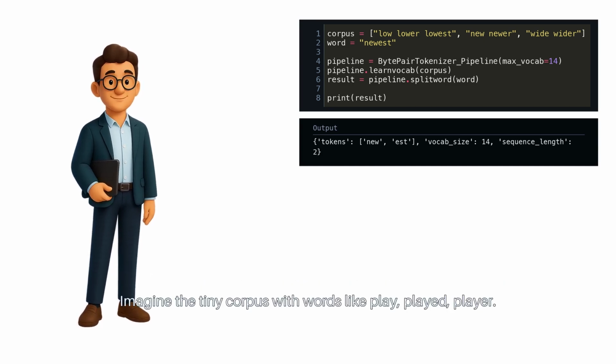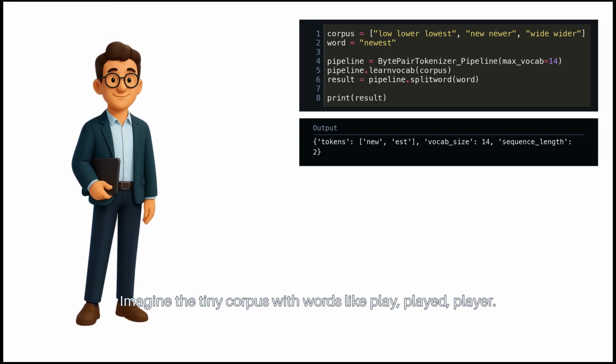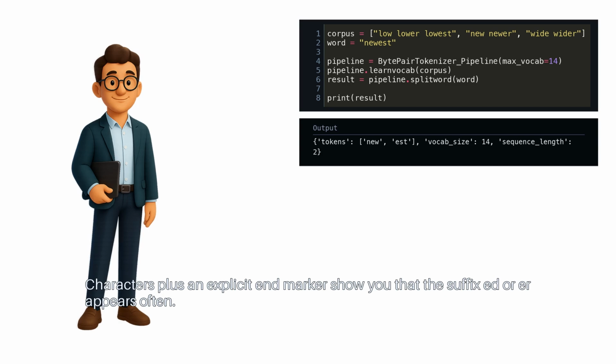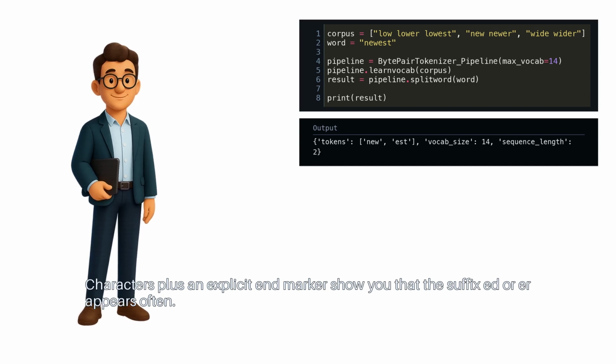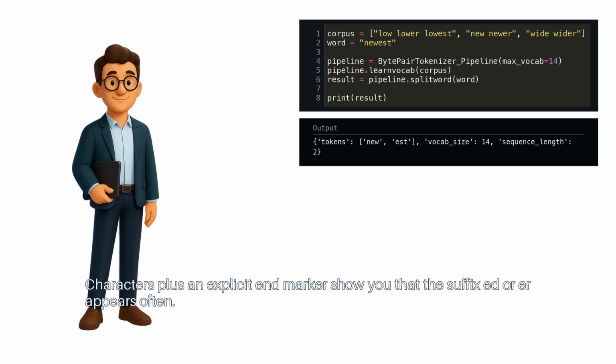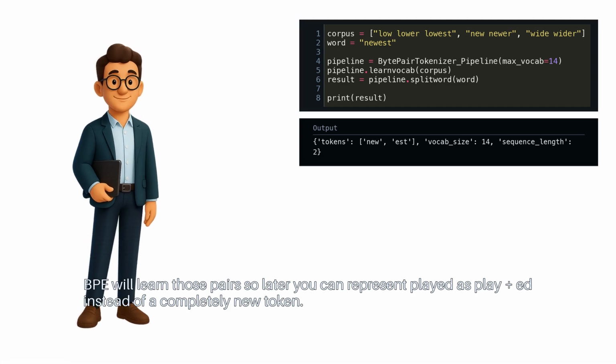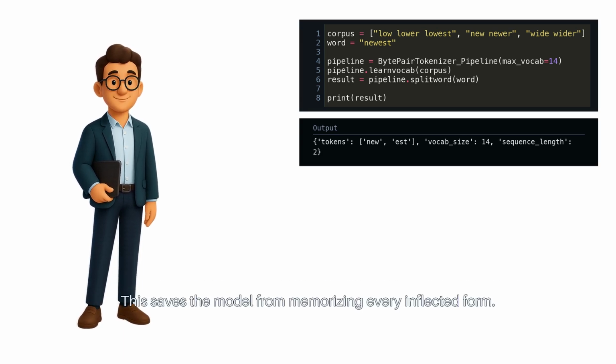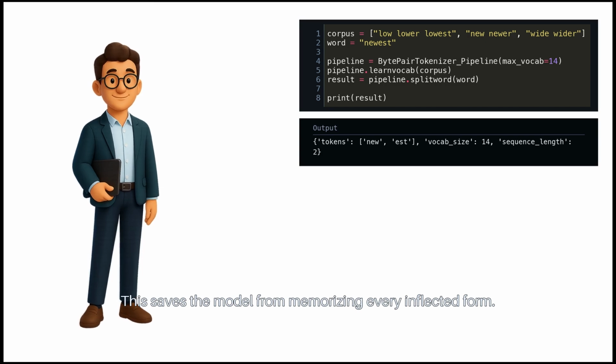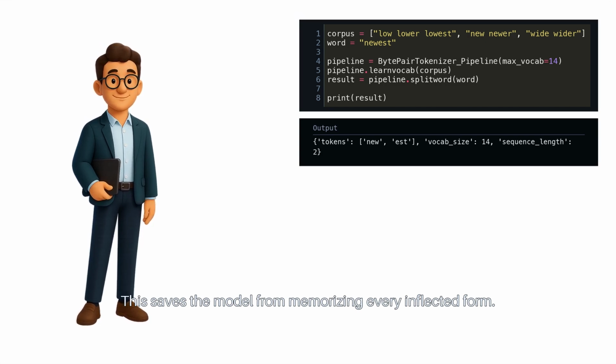Imagine a tiny corpus with words like play, played, player. Characters plus an explicit end marker show you that the suffix ed or er appears often. BPE will learn those pairs, so later you can represent played as play plus ed instead of a completely new token. This saves the model from memorizing every inflected form.